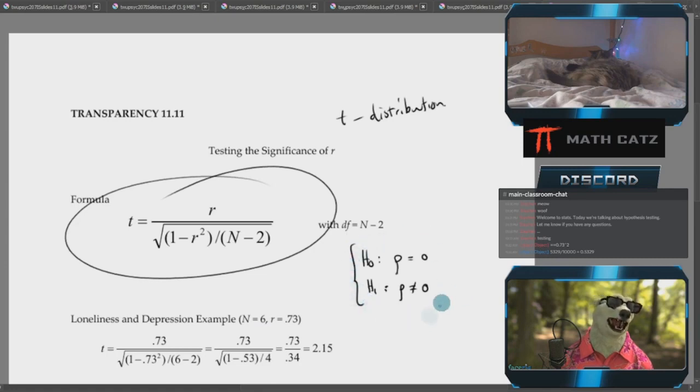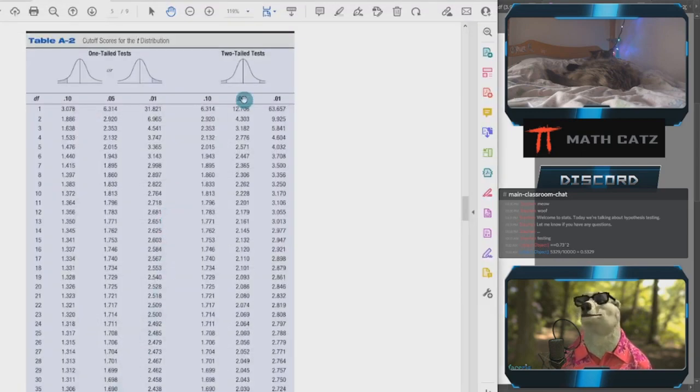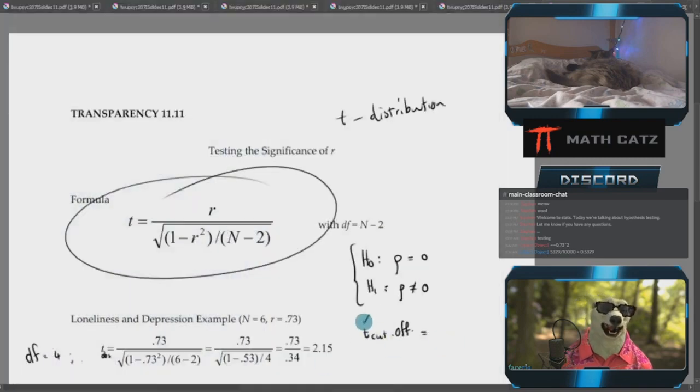This is the hypothesis test that we are conducting. Our t-score, let's say t observed, we calculate, plug the correlation coefficient in there, the group size, so on. Our degrees of freedom, we said degrees of freedom 4. Our t cutoff is what we need to find. So let's go to our t-table here. It's a two-tailed test. Oops, I did not specify. Let's take an alpha of 0.05.